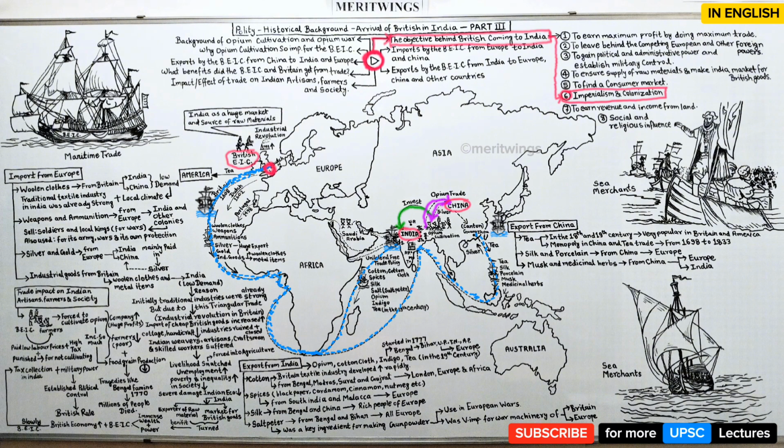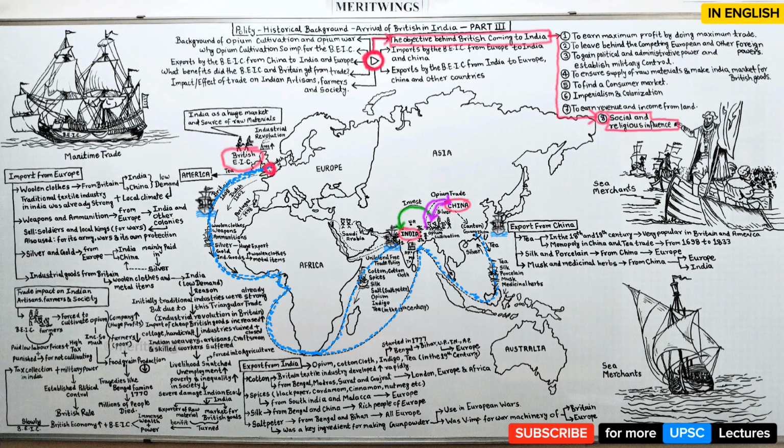A major objective behind the company was to promote British imperialism and bring India under colonial control. Apart from this, after establishing political and military control, the company added another objective to its list, friends, that is to earn revenue and income from land. The company implemented the land revenue system and collected more taxes from the farmers, and also made land revenue a major source of income. The company also exerted social and religious influence in India.